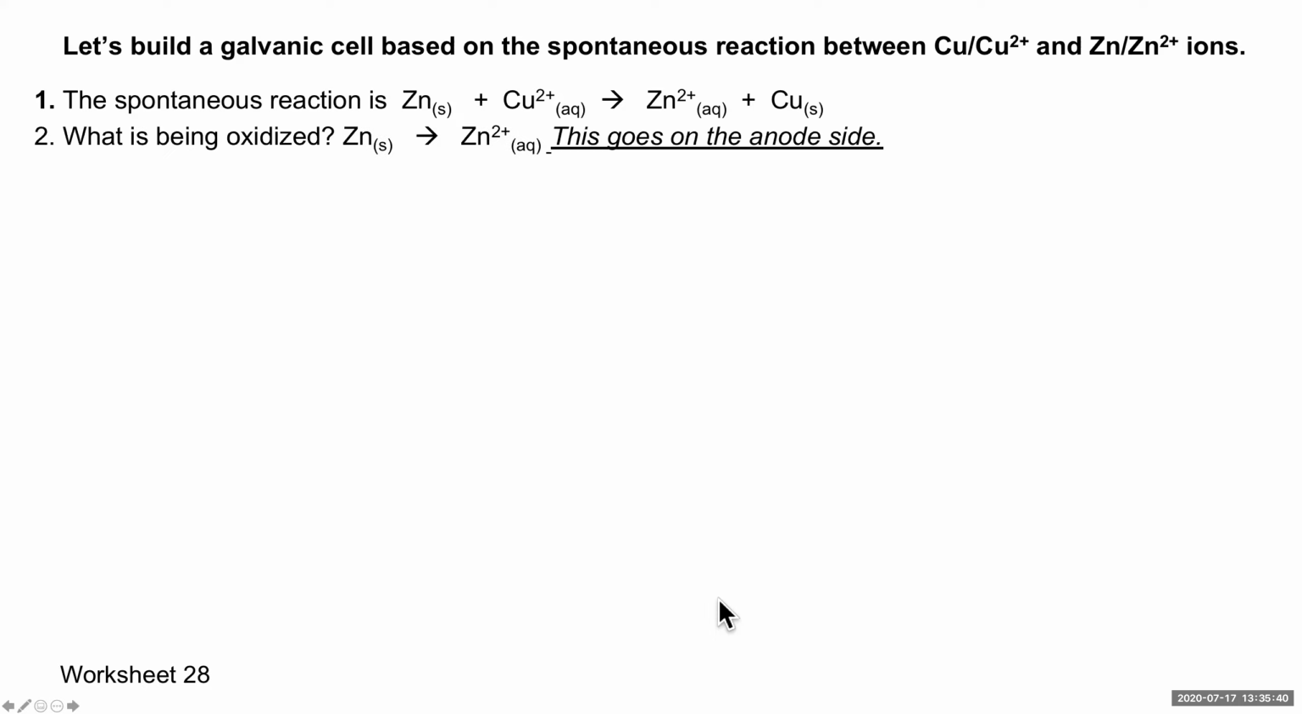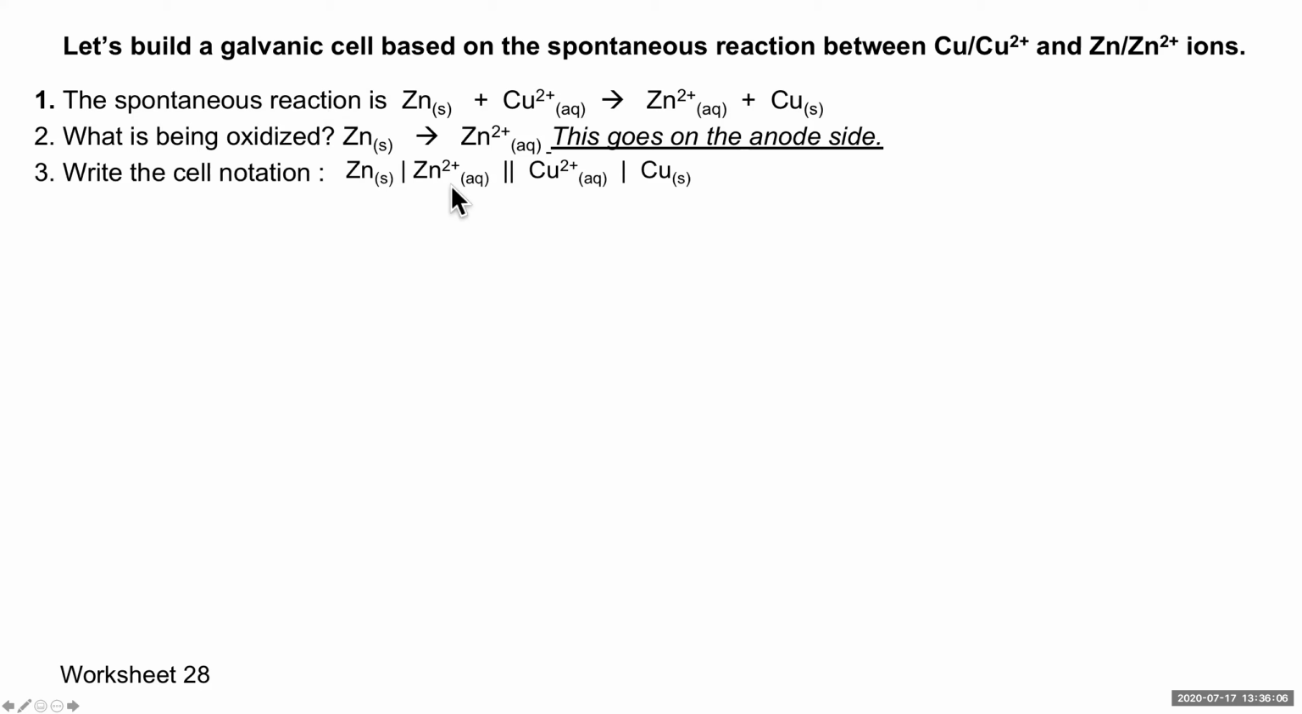So what is being oxidized? In this case, the zinc is being oxidized, so we know that that goes on the anode side. So you know the other reaction is reduction, so that goes on the cathode side. So let's write the cell notation. On the anode side, we have a zinc solid electrode. That's a metal, so that would make a good electrode. So we put zinc as the anode.